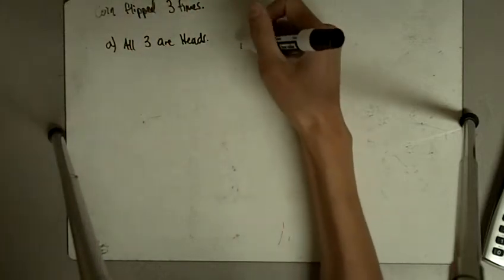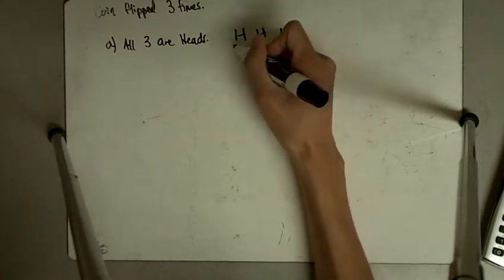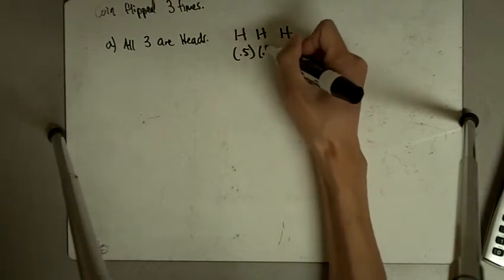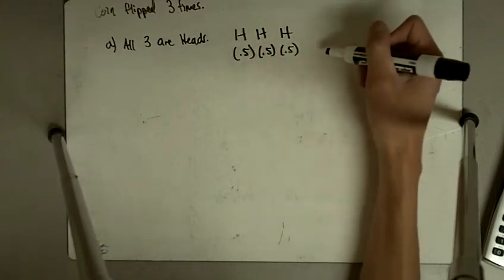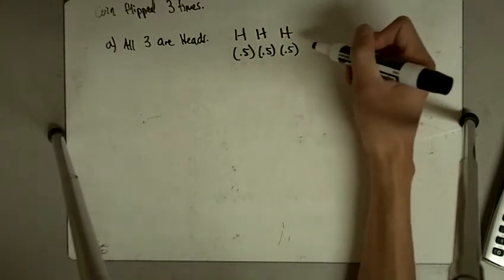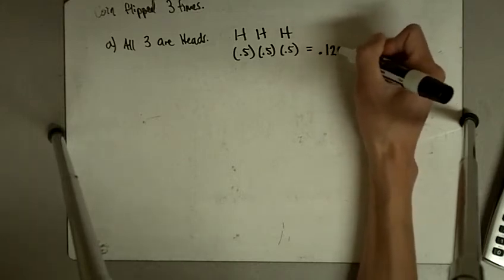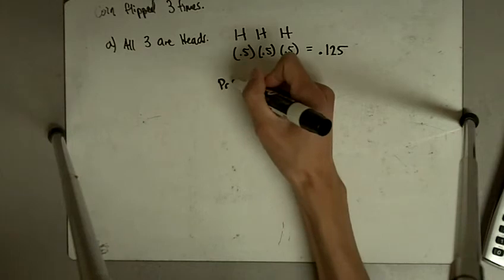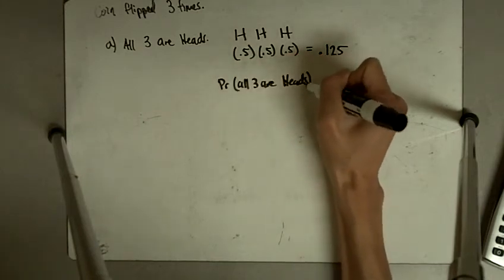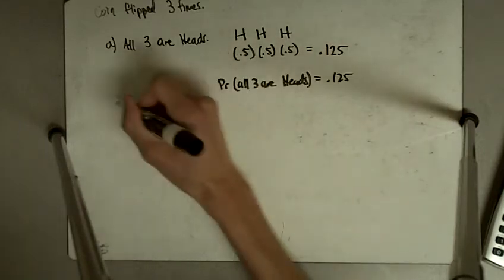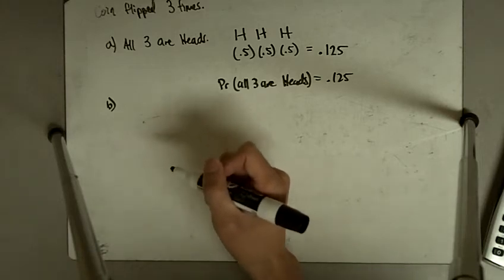So for that to happen, we must see this exact sequence: heads, heads, and heads. And the probability of seeing heads, then heads, then heads is going to be 0.5 times 0.5 times 0.5. These are all independent of each other, and the probability of each one is 0.5. And so 0.5 times 0.5 times 0.5 gives me 0.125. So the probability of all 3 are heads equals 0.125.